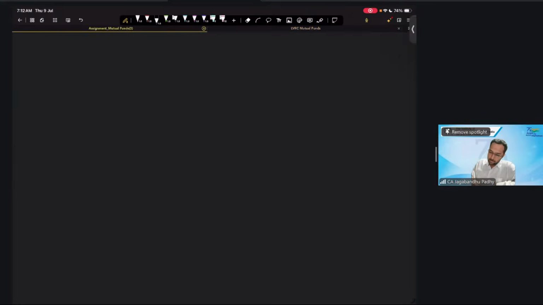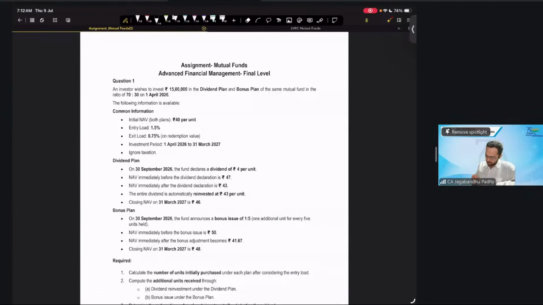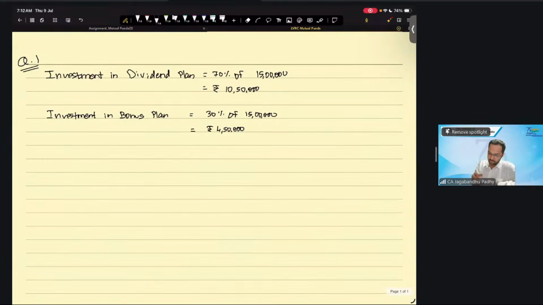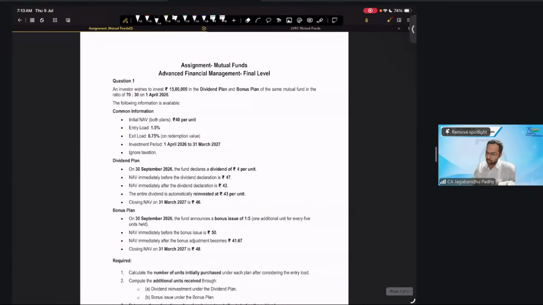Okay. So that's the investment made, and then we have the number of units purchased. To get the number of units purchased, we'll have to look at something called the entry load. The entry load is 1.5%, and the exit load is 0.75% on the redemption value. This entry load will be on the NAV. The initial NAV is 40.